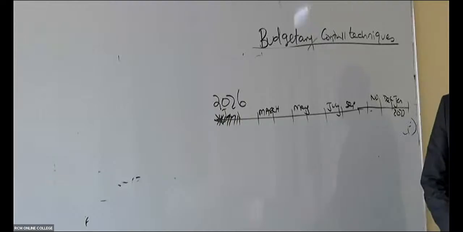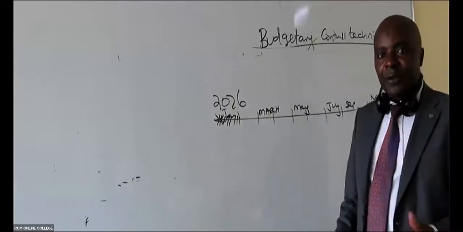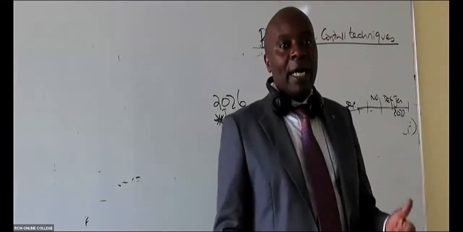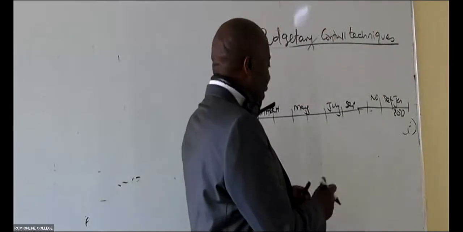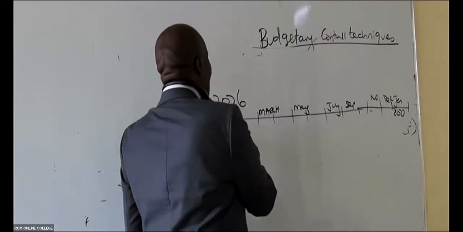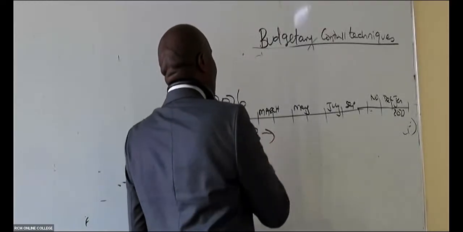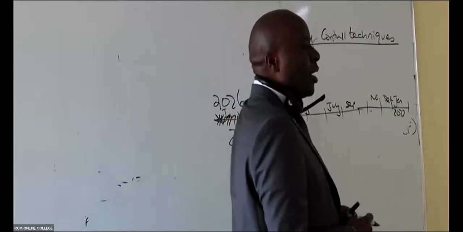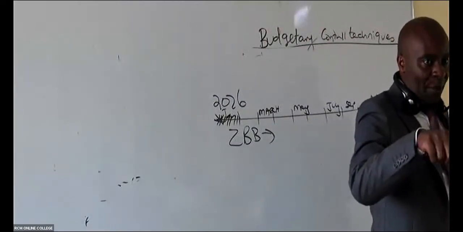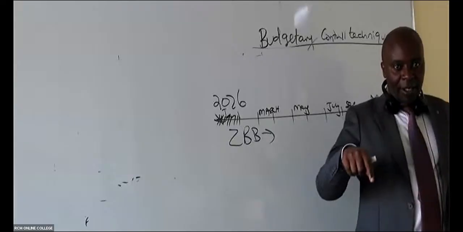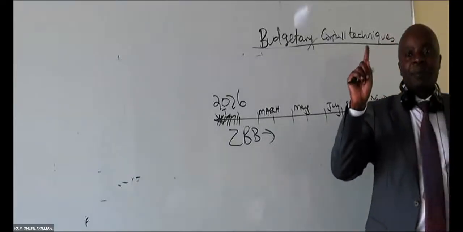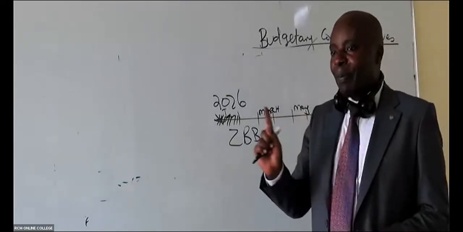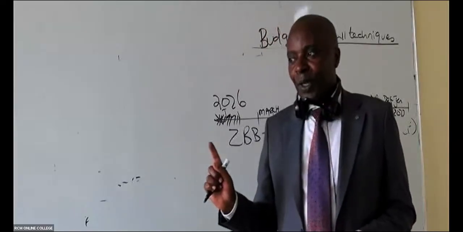From the word zero, you're starting from scratch. You start from nil in making your budget, in making your ZBB. So a ZBB, a zero-based budget, is any budget whose preparation normally starts from zero base, nil. We don't make reference to any previous period budgets. So zero base.